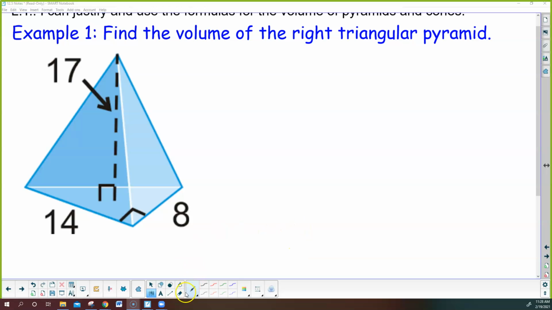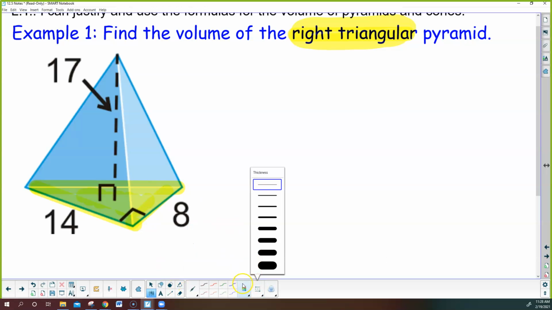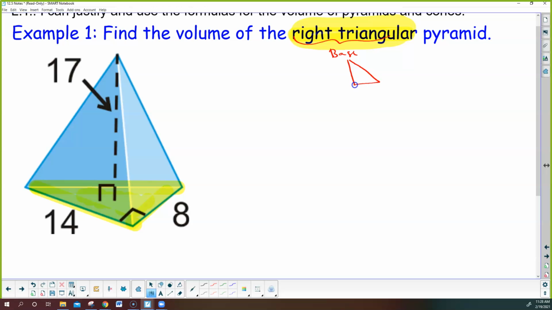All right, let's take a look at this problem here. And I'll give you a little hint. So notice it says find the volume of the right triangular pyramid. Well, right there, when we name a pyramid, we always name it by its base. So that gives you a little hint that we have to find the area of this triangle as my base. If it's helpful to you, when you see this name as the base, some students like to draw it out separately.